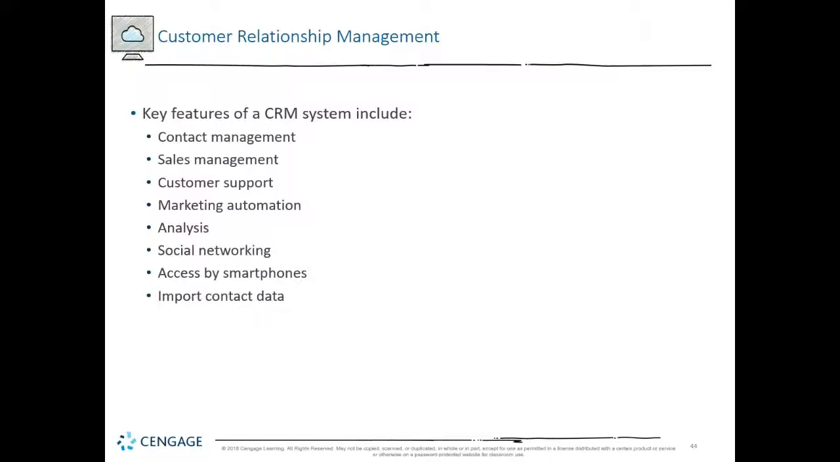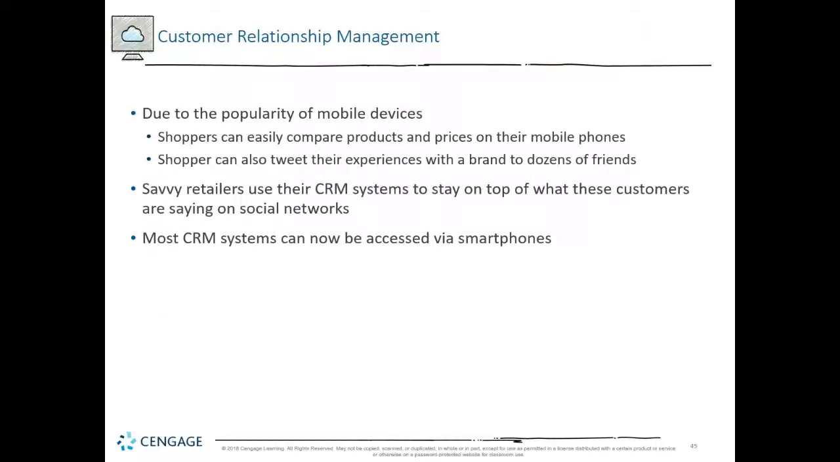Customer relationship management. Key features of CRM systems include contact management, sales management, customer support, marketing automation, analysis, social networking, access by smartphones, and importing contact data. Due to the popularity of mobile devices, shoppers can easily compare products and prices on their mobile phones. Shoppers can also tweet their experience with the brand to dozens of friends. Savvy retailers use CRM systems to stay on top of what these customers are saying on social networks. Most CRM can now be accessed via smartphones.